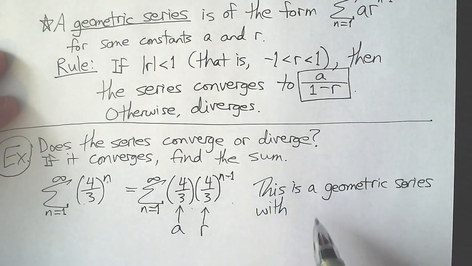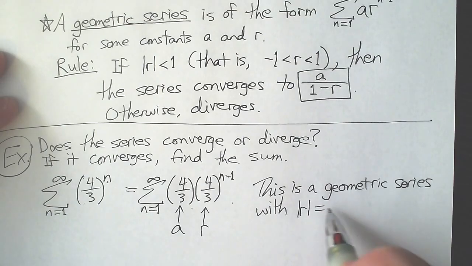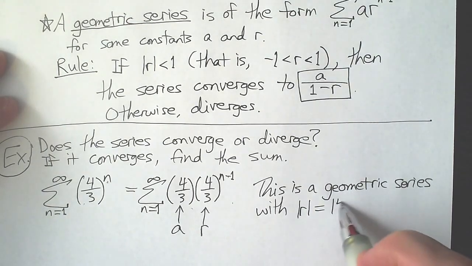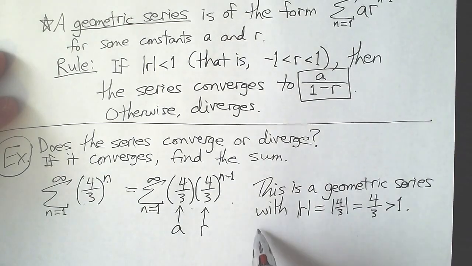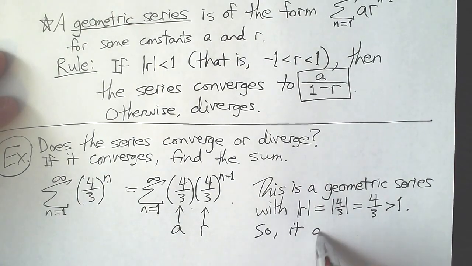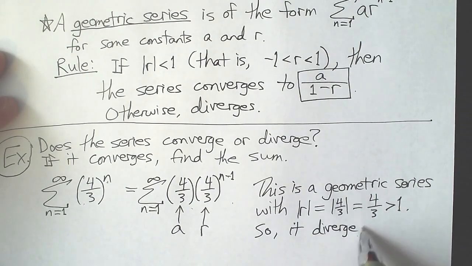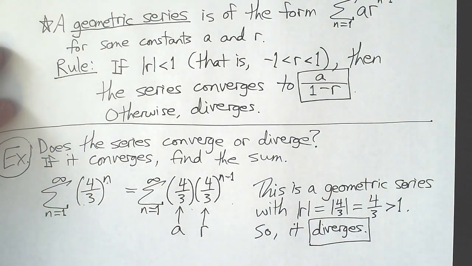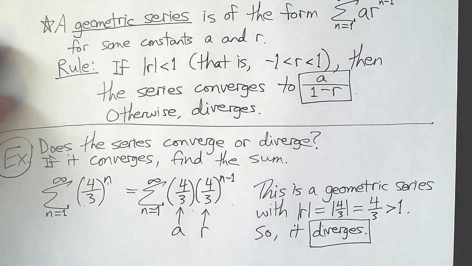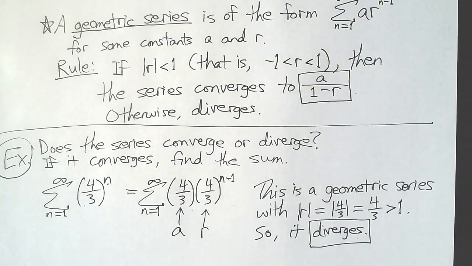So let's say the absolute value of R is the absolute value of 4/3. 4/3 is greater than 1. So it diverges. And that means that this does not add up to anything finite. There's no finite sum that this adds up to. All right, so that's a good example of a geometric series problem.